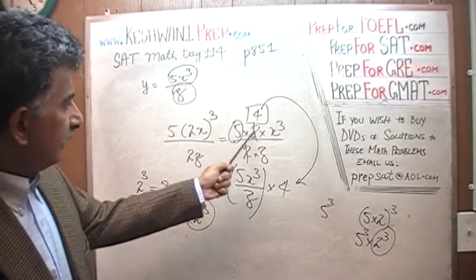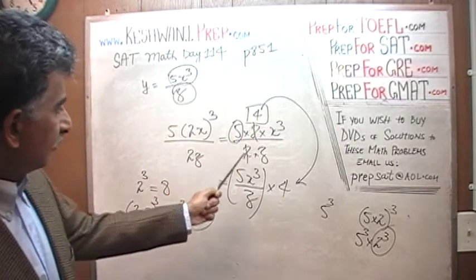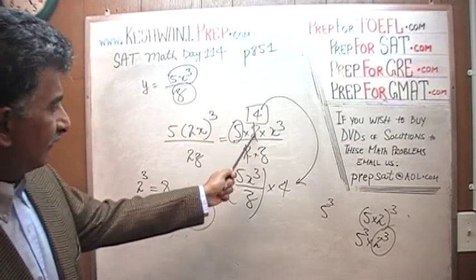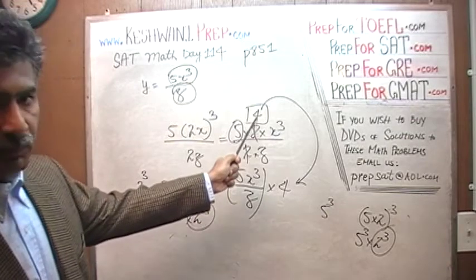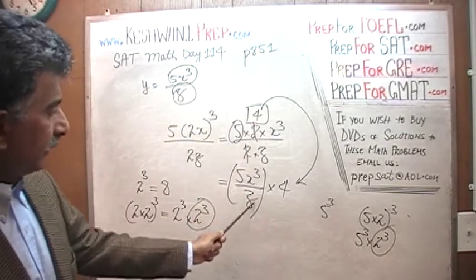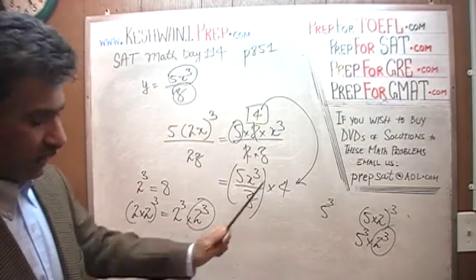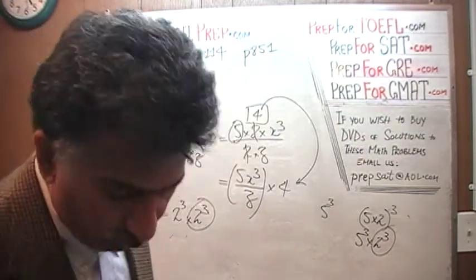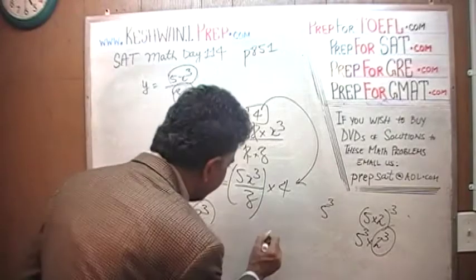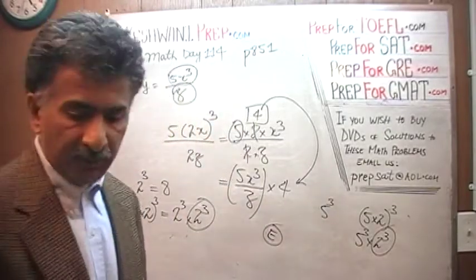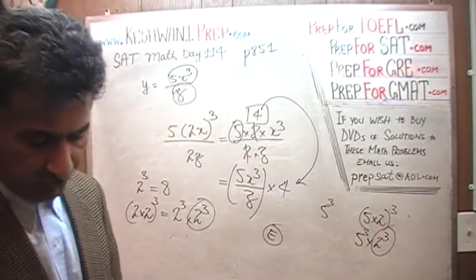So the top quantity is 8 times as much, and the bottom quantity is twice as much. So this 8 cancels out with this 2, leaving us with 4 times the original quantity. Here's our original quantity, 5x cubed over z, times 4. The answer is y is multiplied by 4. The answer is E.